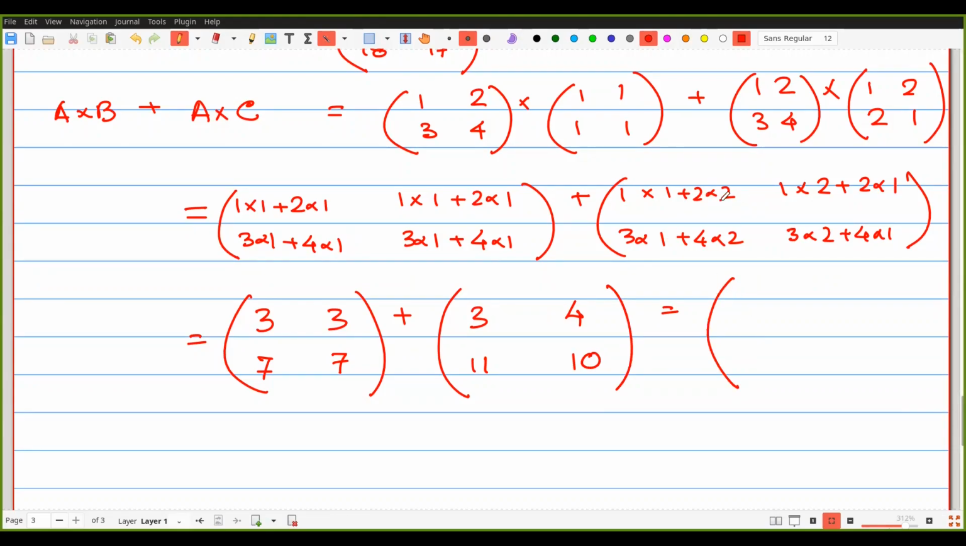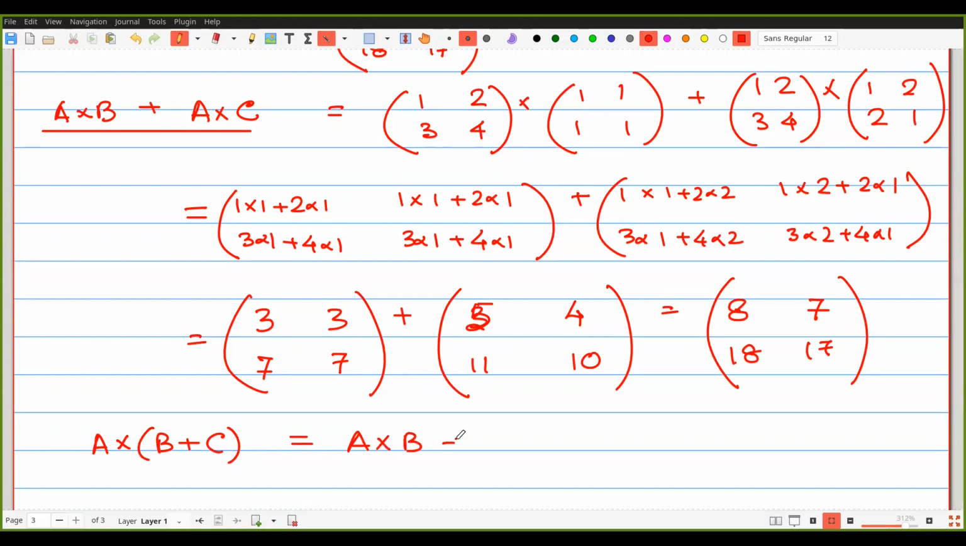Sorry, that one must be 5. Again, 4 into 1, 5. 4 plus 1, 5. Okay, so that one is 8, that one is 7, that one is 18, that one is 17. So already that one means that one. So also the distributive property holds. It means A cross B plus C is equal to A cross B plus A cross C. Okay, that is fine.